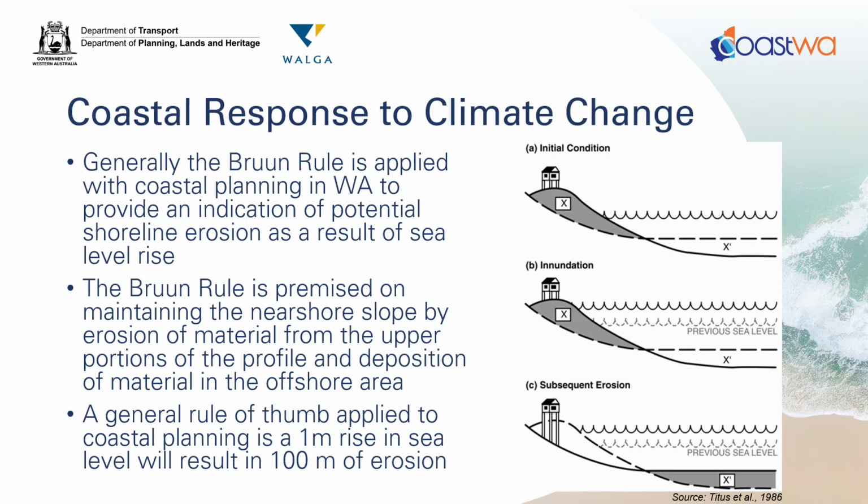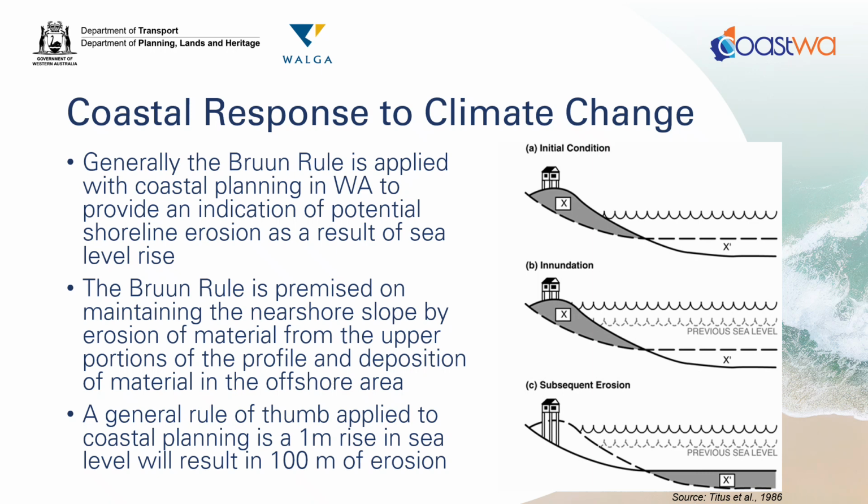So we move on now to the coastal response to climate change. We've already discussed the different projections and potential increases in sea level that may occur into the future. Generally within Western Australia, something called the Broome Rule is applied for coastal planning. That Broome Rule is premised on maintaining the nearshore slope by erosion of material in the upper portion of the profile and deposition of that material into the offshore area.